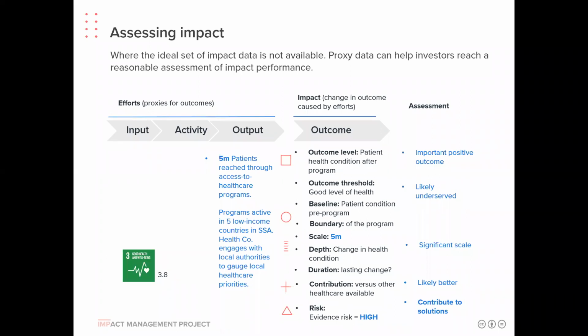Now, that comes, of course, with the important caveat that thinking through what the ideal set of information would be has enabled us to identify specific gaps in the data that we would need to understand the impact of this program effectively.